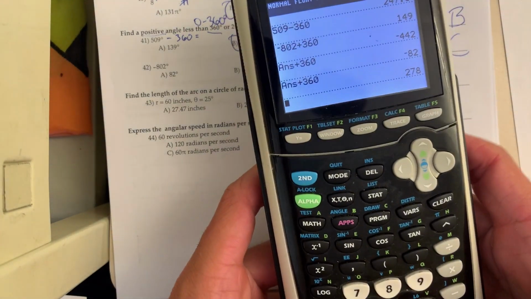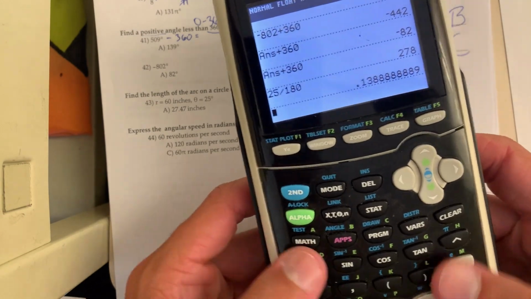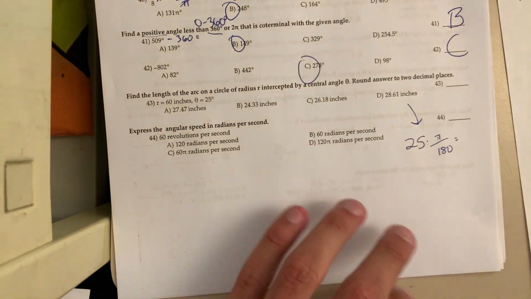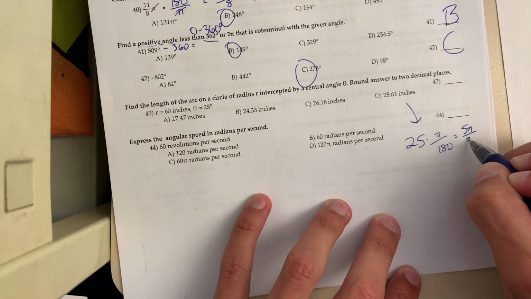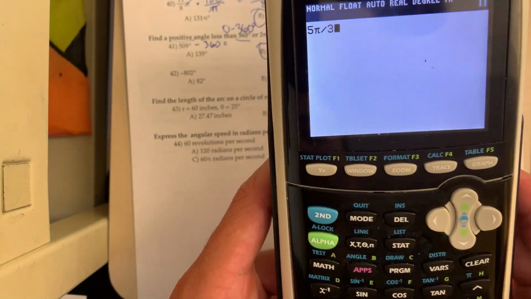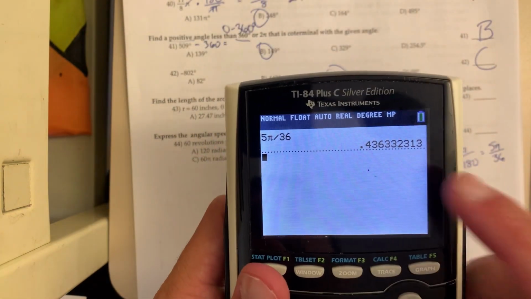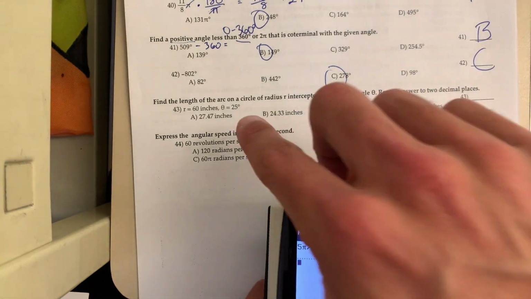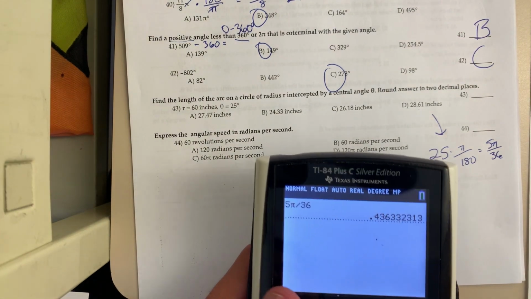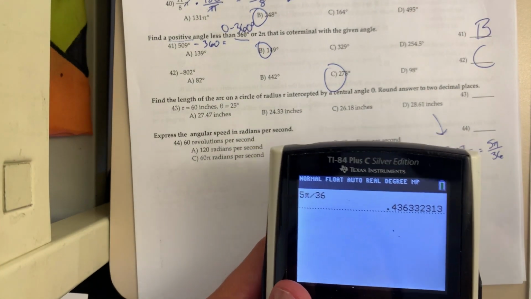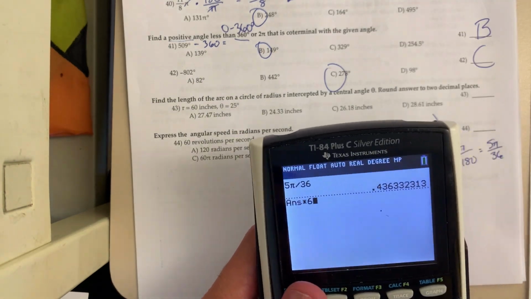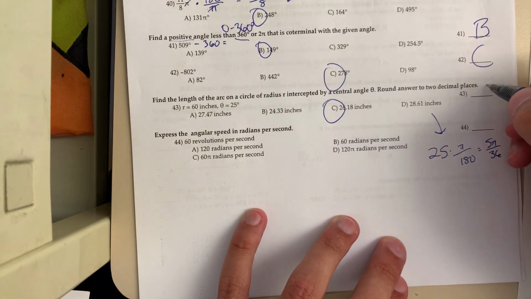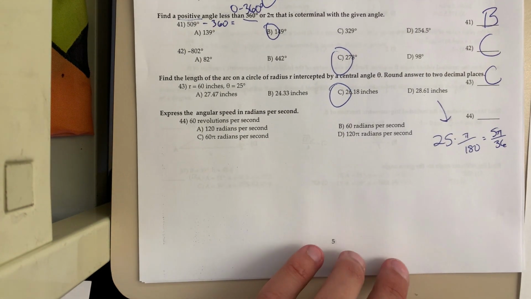And again, guys, shortcut to reduce fractions: 25 divided by 180, get a decimal. You can go math, turn that into a fraction. It'll fully reduce it for you. So about 5 pi over 36. So yeah, if we do it with pi, right, we get about 0.436 as my value. So that is the numerical value, not in terms of pi, of the number of radians that 25 degrees is equal to, about 0.436. So then I multiply that by 60, so I get about 26.17, 26.18. So that is answer C.